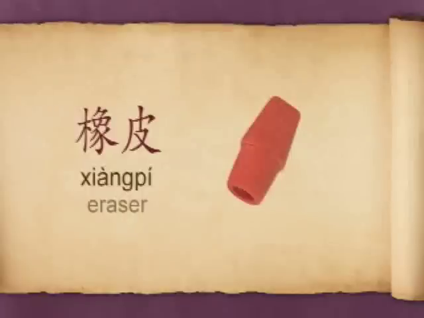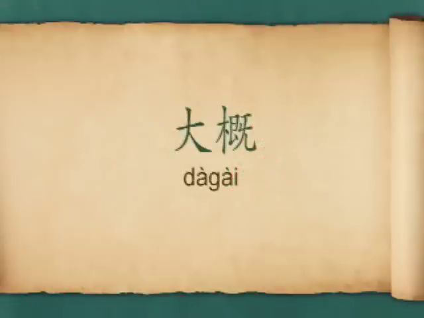橡皮 is said with the fourth and the second tones. Listen. 橡皮，橡皮，橡皮. Now say it with me 3 times. 橡皮，橡皮，橡皮. 好. Our final vocabulary word today is 大概. 大概 means probably. 大概 is an adverb.